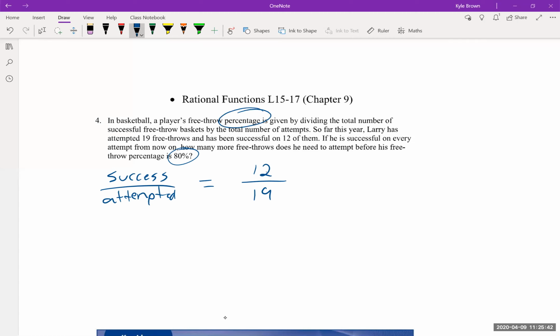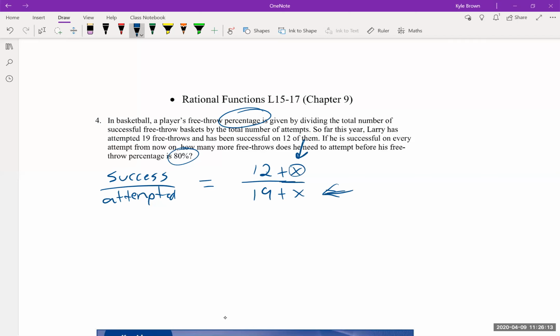But they told us that he keeps throwing and he keeps making them, right? So that's where our variable comes in. That's where the x value is going to come in. So it'd be 12 plus x, right? Where x is all the new throws. And you'd have that on the top, but you'd also have that on the bottom. It'd be 19 plus x, right? He's adding on the bottom more and more attempts that he's doing, one every time. And on the top, he's making every one. So it's the same number, right? So it's x over x. So there's our rational expression.